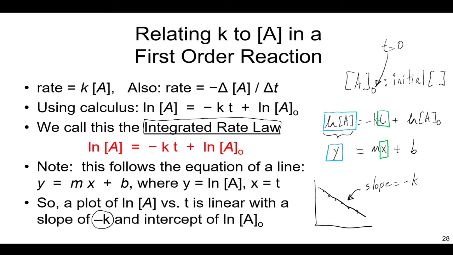We get the data, we plot it in this functional form, which we'll discuss further in a second. If it's linear, it's first order, and then we have the slope. The intercept here should be natural log of our initial concentration. So in this example we just discussed, if the initial concentration was 3 molar, then this y-intercept here should be the natural log of 3 molar.